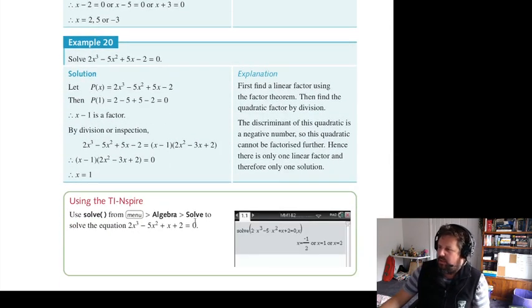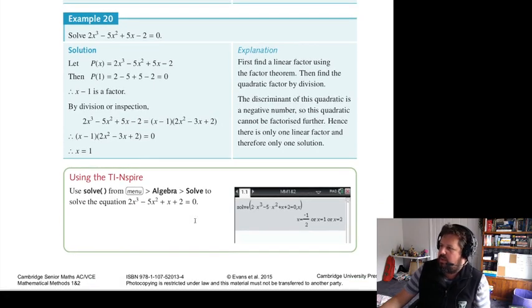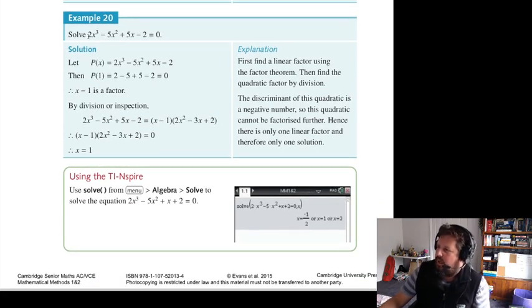Last but not least, let's have a look at this example here. Worked example number 20. Cool, we've got a cubic. So again, we need to find at least one linear factor for this. Again, I'll be looking at this negative 2 on the end. Factors of that, 1 and negative 2, 2 and negative 1 and so forth, and try those.